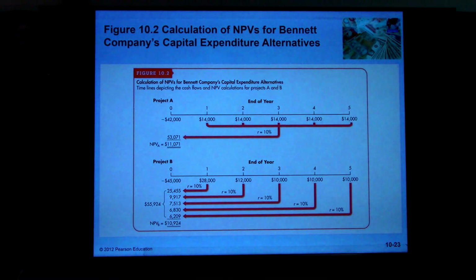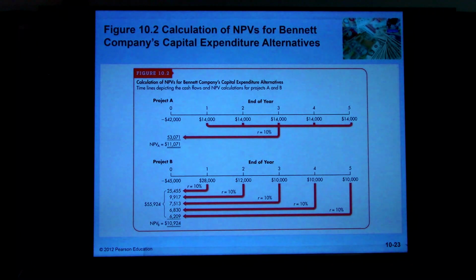Our NPV is 10,904. But as you see, project A and project B are both positive according to the NPV criteria. According to the acceptance rules, we accept the two projects. Why? Because NPV of project A is positive and NPV of project B is positive, so we should accept.